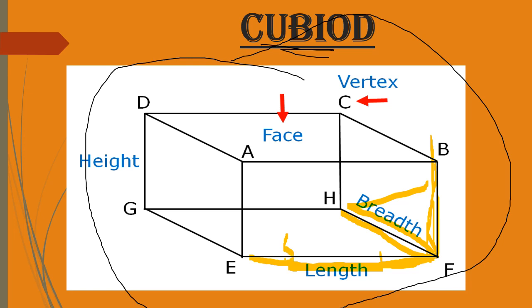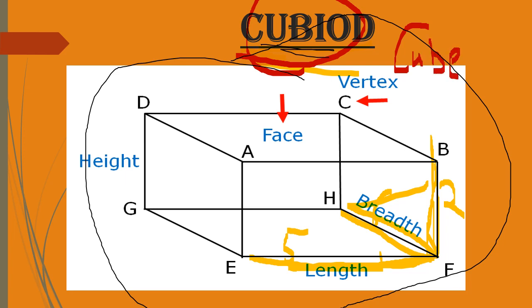If this is 5 centimeter, this can be 6 centimeter or this can be 2 centimeter, anything, but they are not equal. If they are equal, this is a cube. Understand? If length, breadth and height are equal, a cuboid will become a cube. But if length, breadth and height are not equal, this is a cuboid.